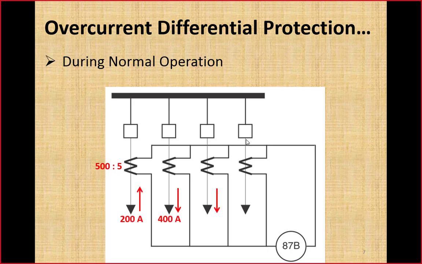Then during normal condition, if we assume that is the flow of current, I have randomly selected direction of current in these circuits. For example, in first circuit, 200 ampere current is flowing towards the bus. In second, it is providing 400 ampere current to the line, then 300 ampere out of the bus into the line, and then 500 ampere from line to the bus. So in this way, the sum of current flowing towards the node is equal to sum of the current flowing away from the node. Now let's see what happens on the secondary side of these CTs.